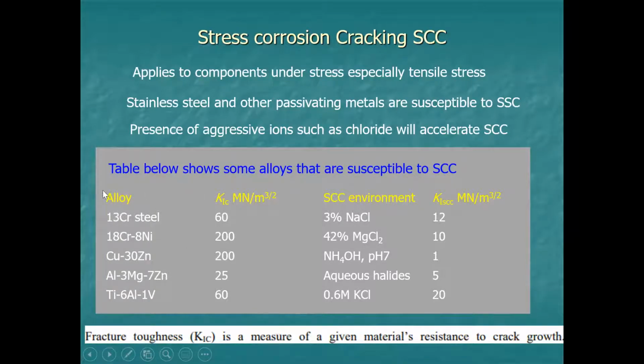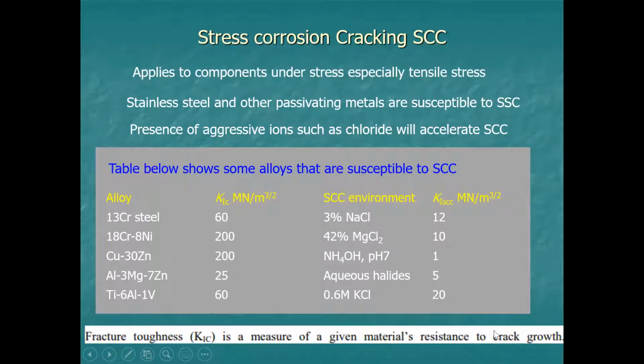So we have the alloy, and we have the fracture toughness, the KIC, or K1C. It's a numerical value for, if you like, how strong the material is. So the bigger the number, the tougher the material is, and the smaller the number, the weaker it is. That's in a nutshell what the KIC or the K1C is.